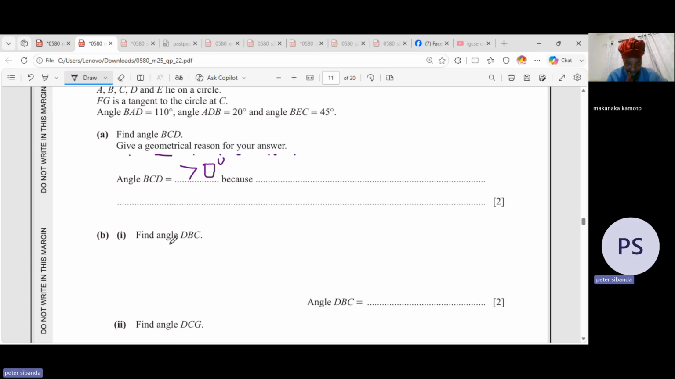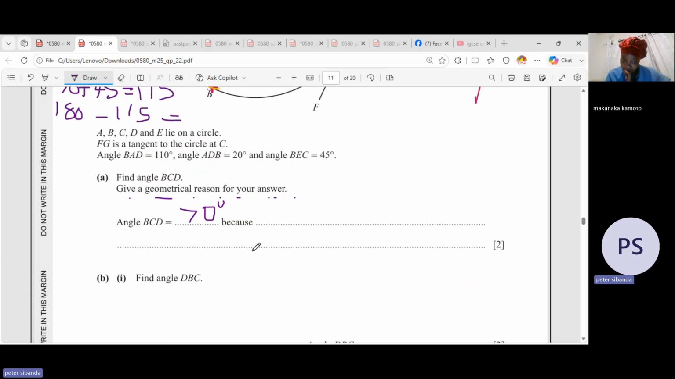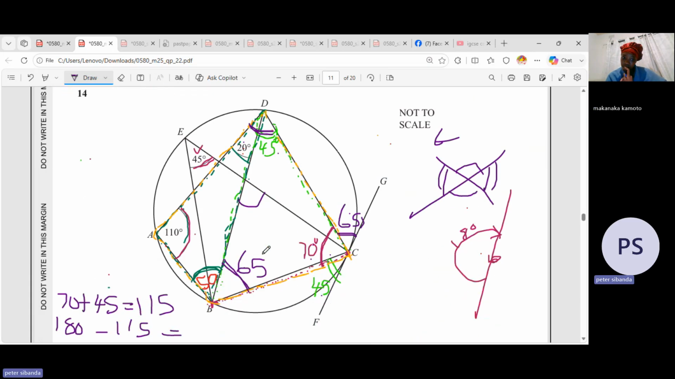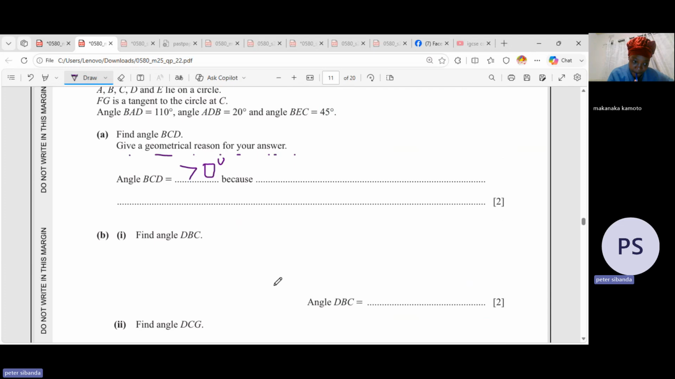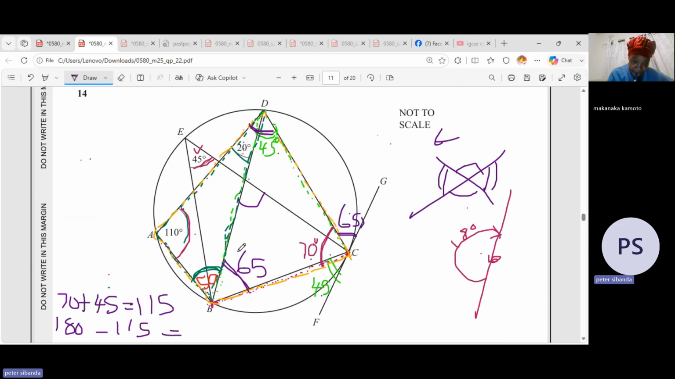Okay. Find angle DBC. Is it an angle we've already found? DBC, 65. Yes, we did find it. What is your geometrical reason? They didn't ask for it anyways. But yeah, how did we find this 65?